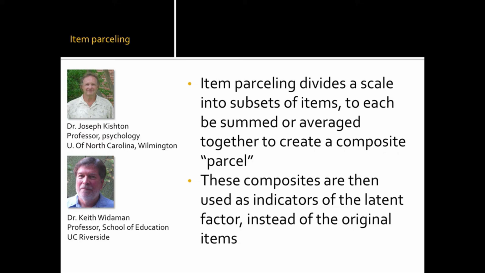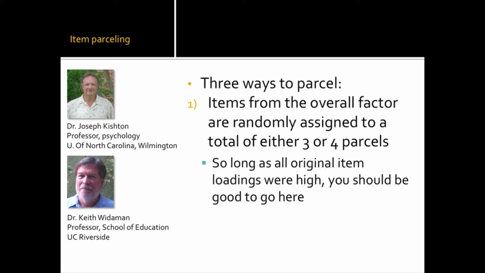And so we're keeping these things as latent variables, but we're reducing the number of items that go into each one. And so here's the first way to do it, just random assignment. So suppose you have 22 items on a questionnaire. You go first 7 items, second 7 items, and last 8 items, right? And you just create 3 composites, and then you have those 3 composites assemble to be the indicators of a single latent variable. So so long as all of the original item loadings were high, you should be good to go.